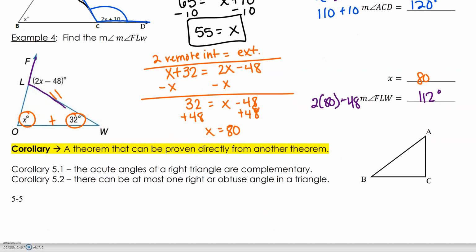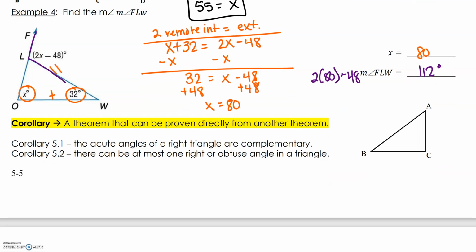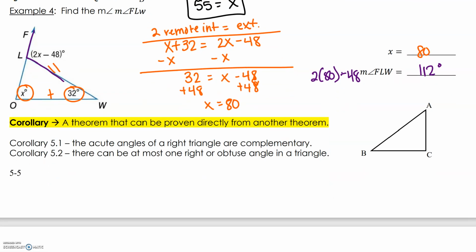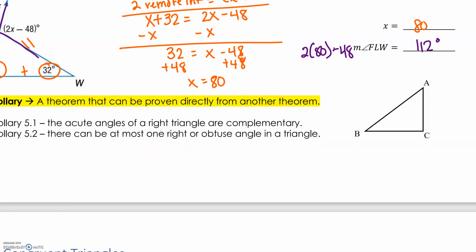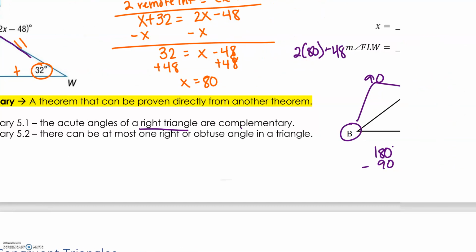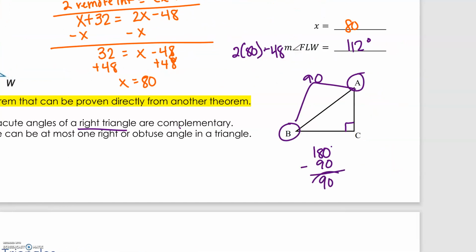The last part are corollaries, which I call common sense corollaries. Basically, it's a theorem that leads to another theorem, and it can prove it directly. So if we have a right triangle, the acute angles would have to be complementary. And if we know that a triangle always adds up to 180 and one angle is always 90, how much does that leave for your other two angles? Well, it only leaves 90, which means complementary.